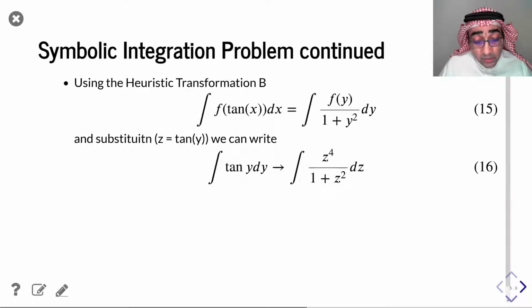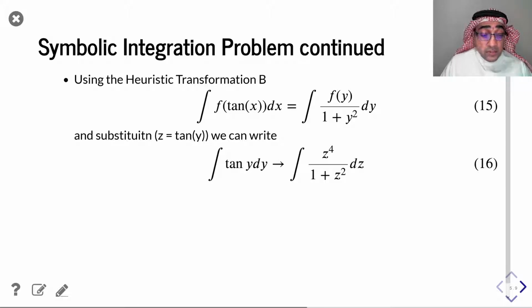And we are going to be using the tan to actually replace our problem. So we are taking the tan. So now we have the integration of tan y dy. But the integration of tan y dy is also very complex, and I cannot solve it. So what do I have to do?